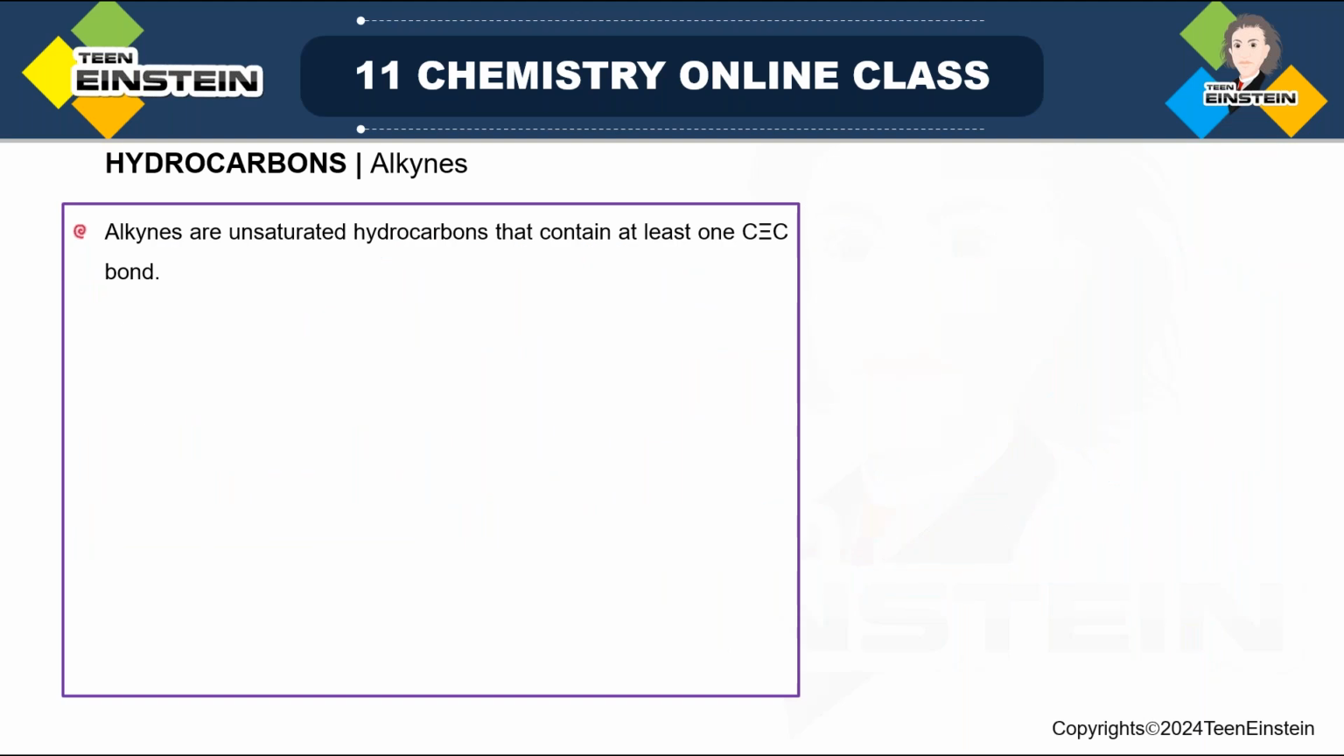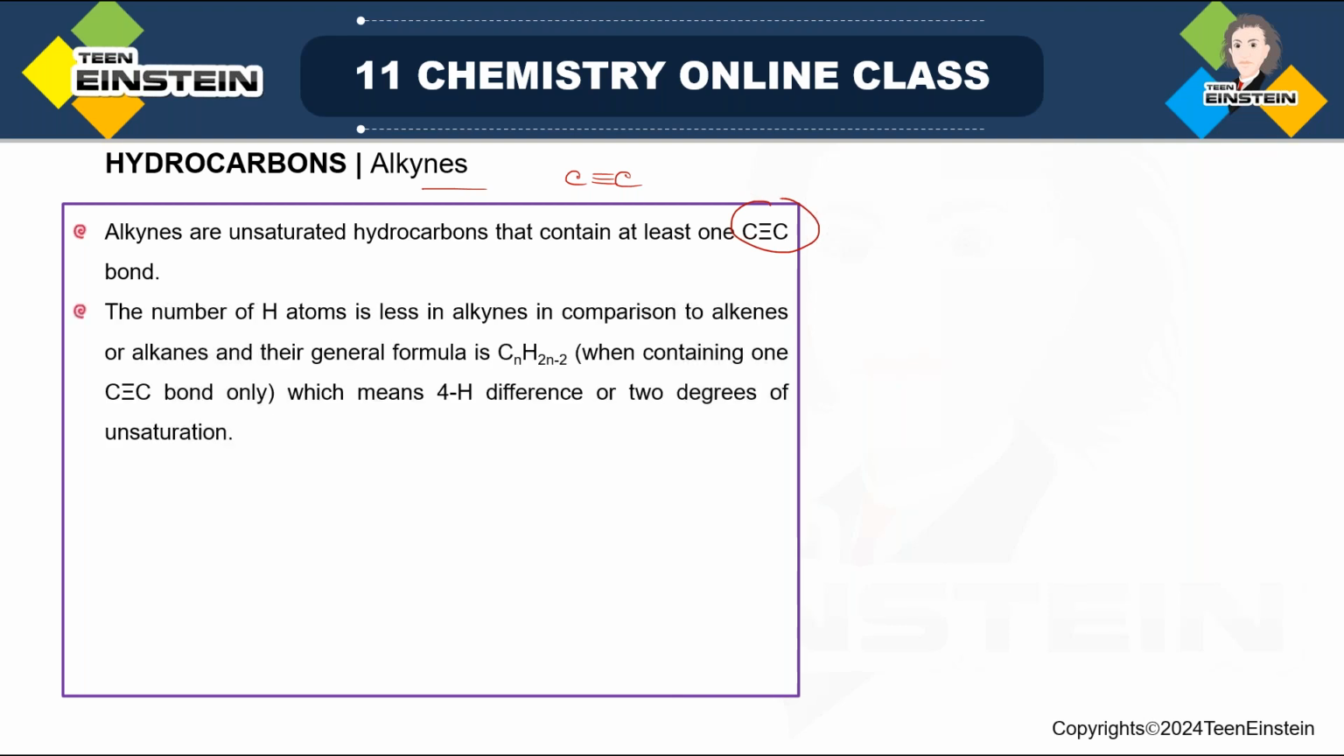Next is alkynes. Now in alkynes, there will be a CC triple bond. In the previous one you have seen a CC double bond, now it is a CC triple bond. So at least one CC triple bond must be there. It may be more than one, but at least one CC triple bond must be there. Now if you compare alkynes with alkenes or alkanes, what we will see is that here the number of hydrogen atoms is less.